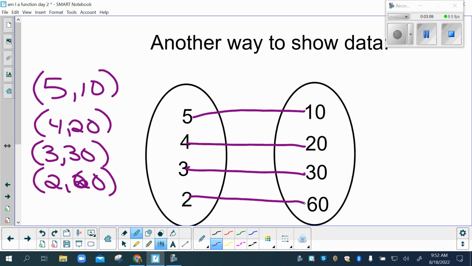So when you want to do mapping, I'm going to show you some that are functions and aren't functions, and it's super, super easy.